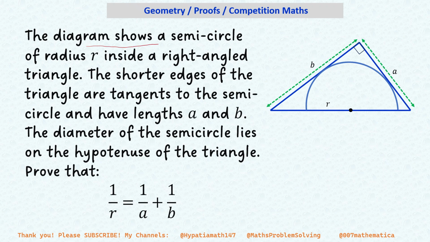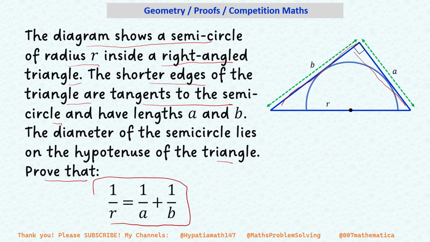The diagram shows a semicircle of radius r inside a right-angled triangle. The shorter edges of the triangle are tangents to the semicircle, and have lengths a and b. The diameter of the semicircle lies on the hypotenuse of the triangle, and we need to prove that 1 over r equals 1 over a plus 1 over b.